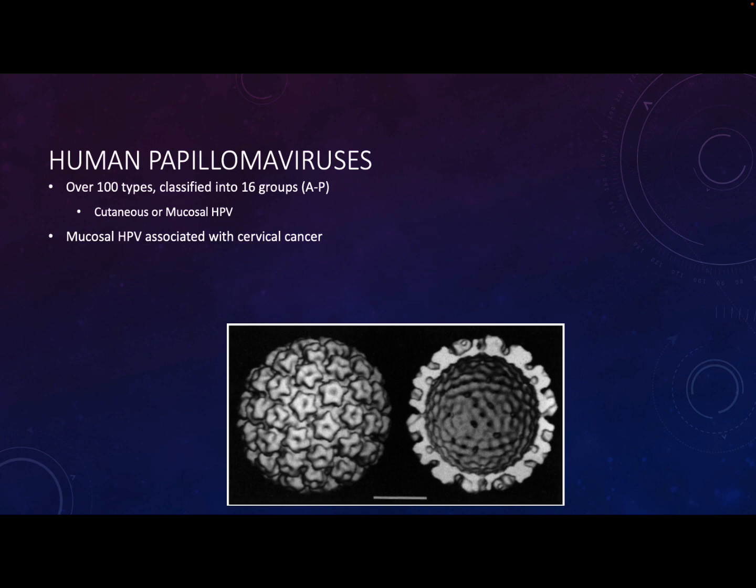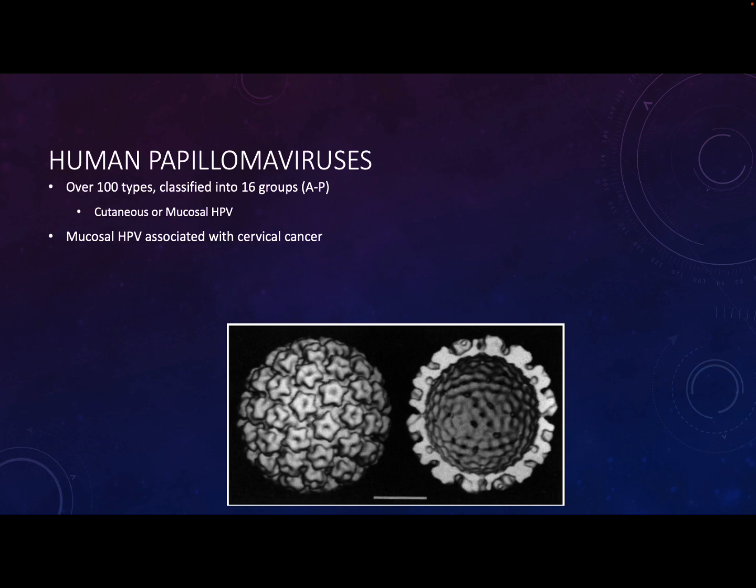There are over 100 types, but generally we split them into cutaneous versus mucosal. So mucosal are going to be the ones that can affect the genital tract and the oropharyngeal regions, whereas cutaneous would be like a wart on your finger. But the thing is, if you have a wart on your finger, it won't cause genital warts as well. So cutaneous strains are cutaneous. Mucosal strains are mucosal.